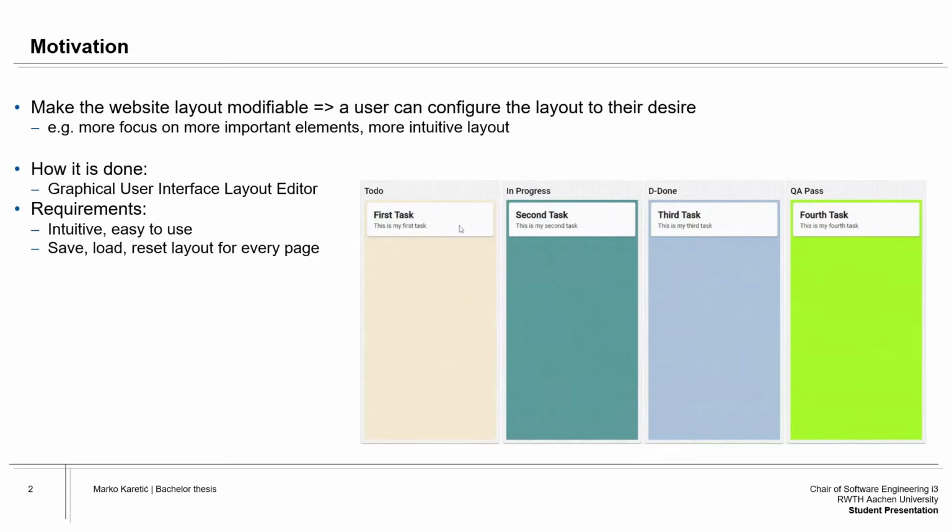The goal has been reached by creating a so-called graphical user interface layout editor, a feature that is added to a website that, as the name suggests, edits its layout. The requirements for this layout editor are, beside the ability to edit the layout, to be intuitive and easy to use for the end user, as well as provide the ability to save the layout for every page, load the saved state, as well as reset the layout to the default state. The ability to add or delete layout elements has not been a requirement.